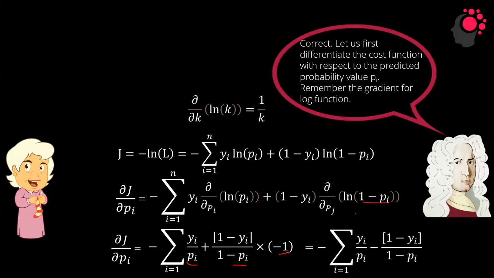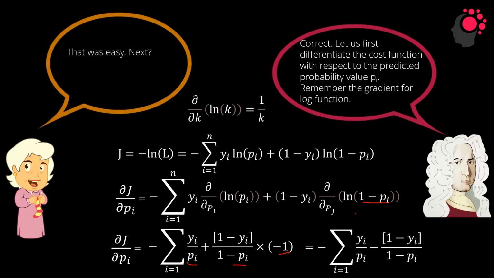This is the gradient of the cost function with respect to the predicted probability value pi: yi by pi minus (1 minus yi) by (1 minus pi). Now, you might say that was easy. We did not really do much, we just used one simple formula, ln of k equal to 1 by k, right? So what next? Which function are we going to take next?